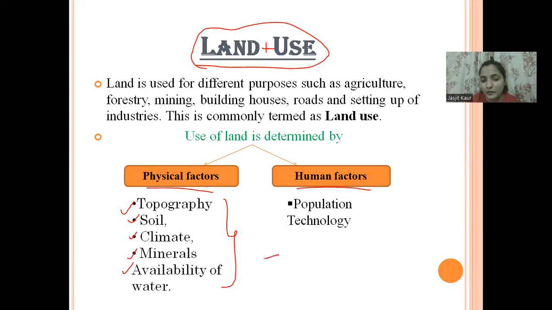If we have a land which is very rich in minerals, we will definitely use this land for mining. We cannot use it for other purposes, because we have minerals over there, so we will definitely use it for mining. And then we have availability of water.